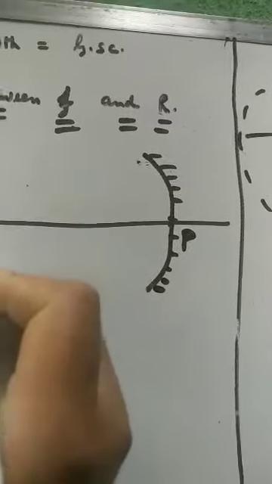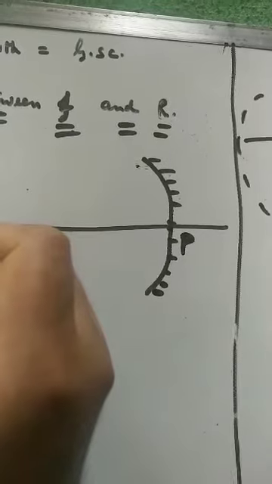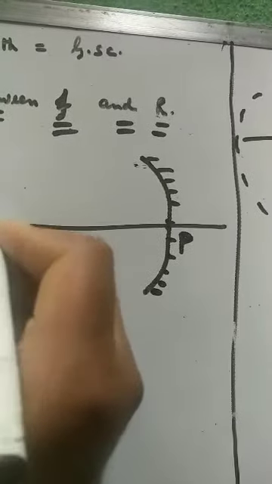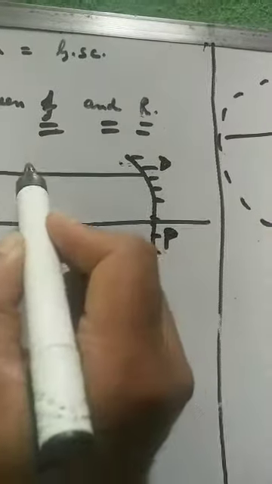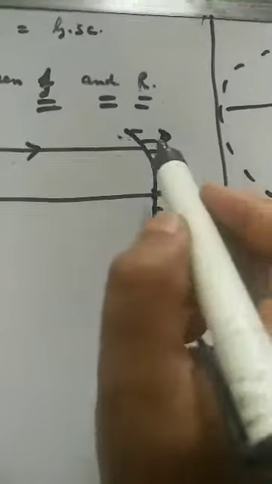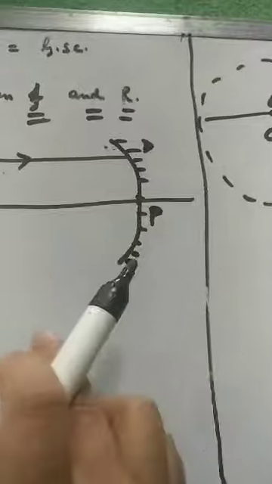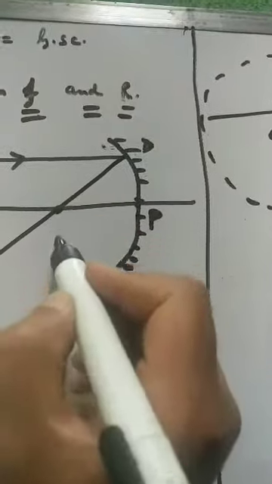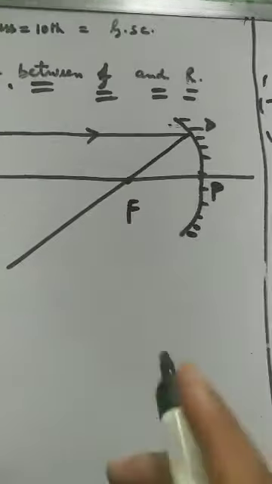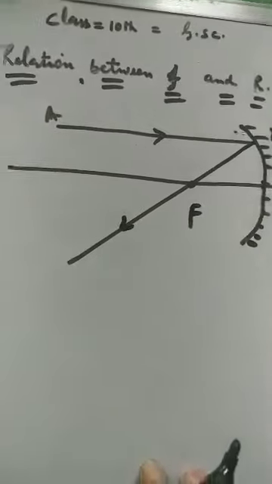Here we consider a ray of light. Suppose this is the ray of light AD. It is incident on this mirror at the point D. It is parallel to the principal axis. Since it is parallel to the principal axis, after reflection, it passes through the focus of the mirror. This is the point F. This is the reflected ray.